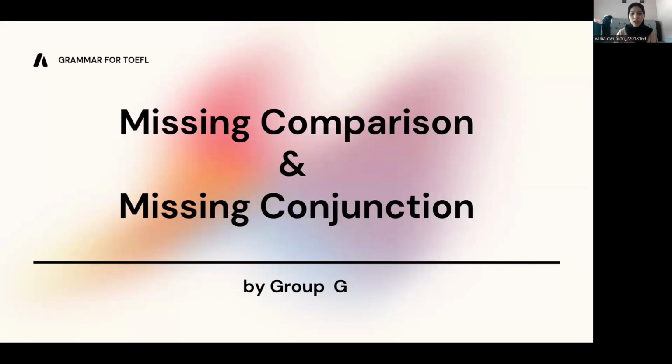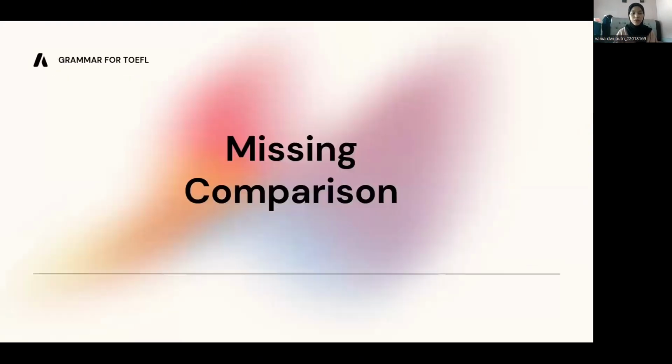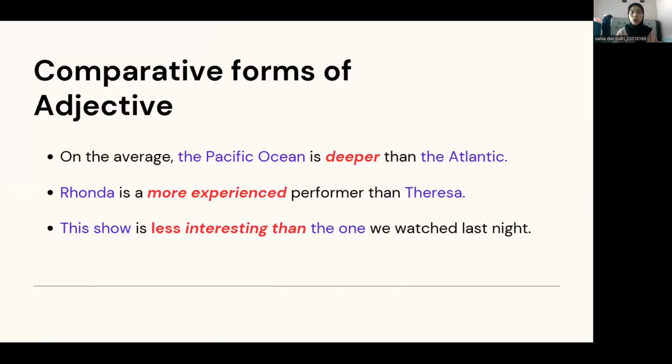I'm Fanadi Putri from Group G, and today I will explain the material: missing comparison and missing conjunction. But before, let me introduce my team, which is Group G. My partners are going to present for the material. So without any further ado, let's get to the first. So what is missing comparison? A missing comparison is when, in a comparison between two or more items, not all aspects or details are included.